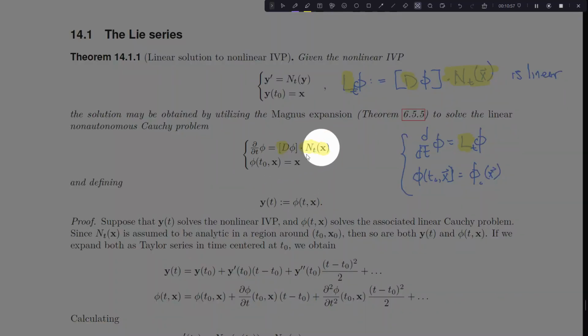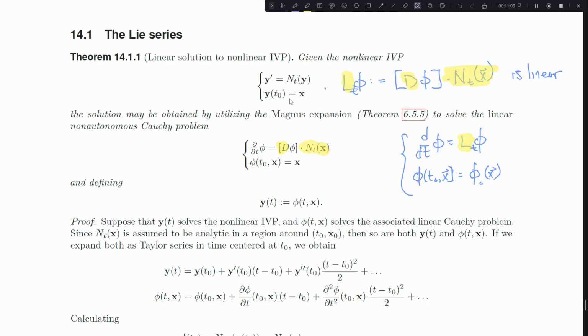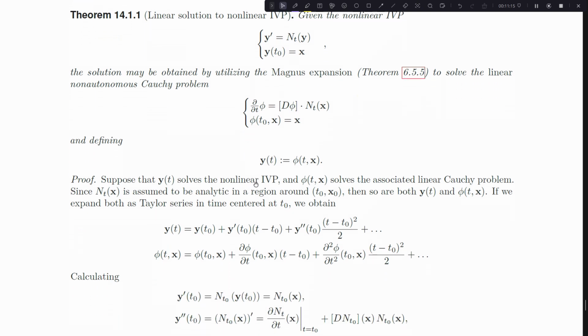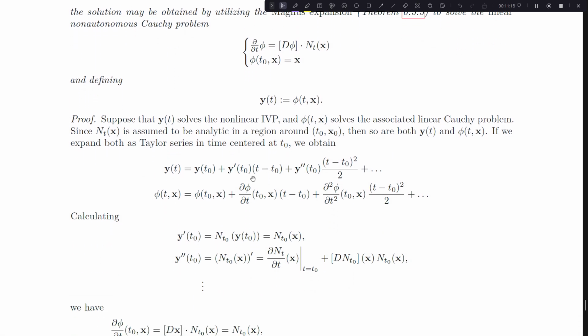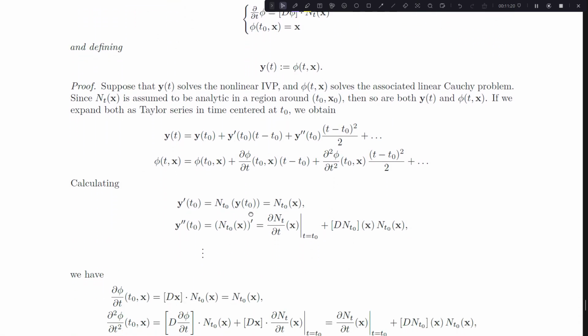Okay, so if I solve this linear Cauchy problem, then I actually have a solution to the nonlinear IVP. And that's something that's really, really nice. That means all I need to do to solve some nonlinear problems is solve some linear problems in an infinite dimensional space instead. The proof is not too bad.